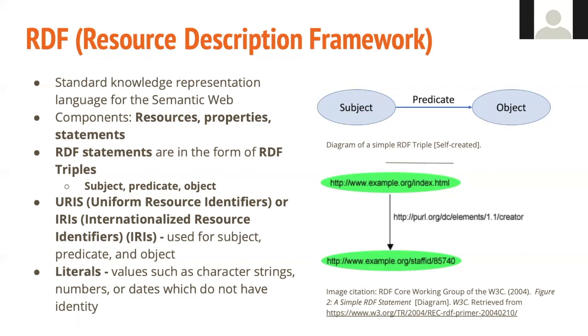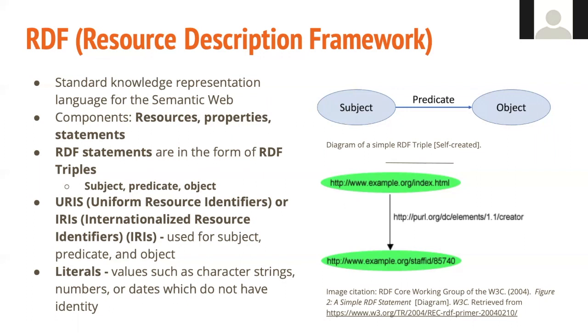The predicate is the part that identifies the property or characteristic of the subject that the statement specifies. The object is the part that identifies the value of that property. It could be another resource that is connected in some way to the subject, or it could be a value associated with the predicate. These statements should be read in a directional way from subject to object.